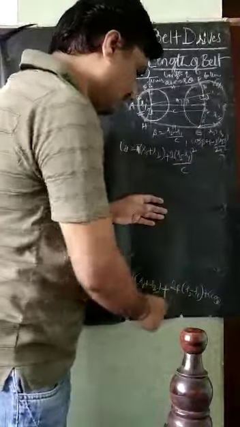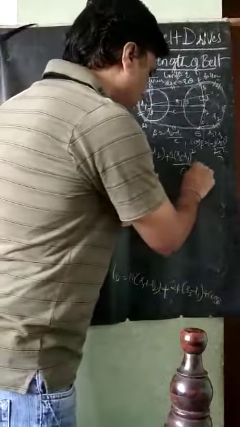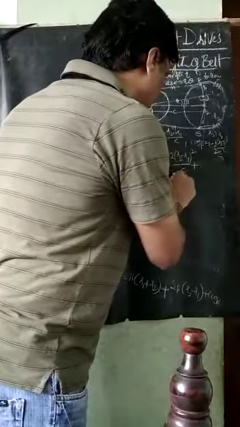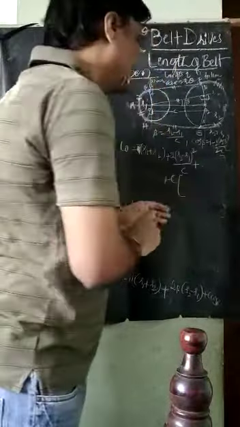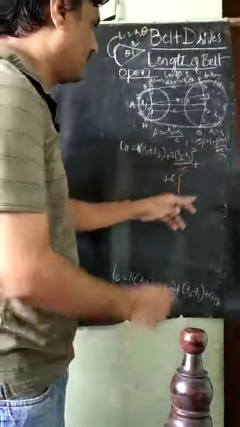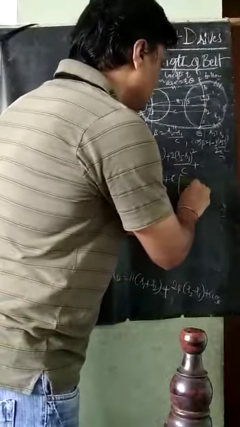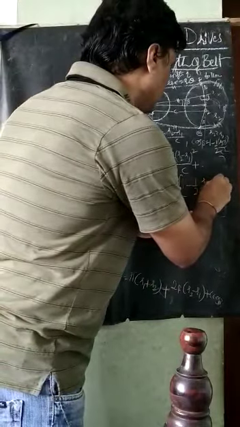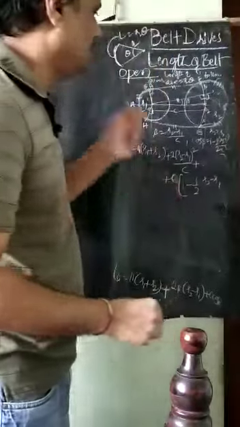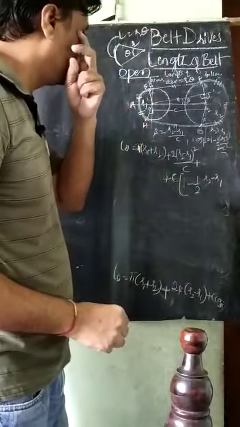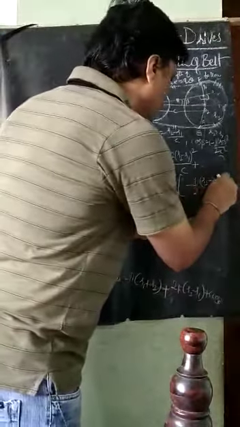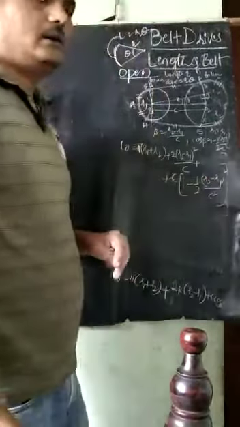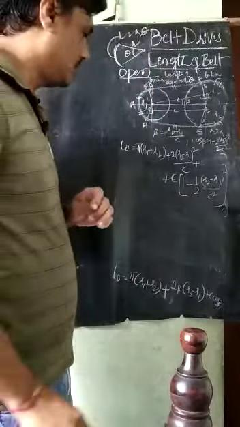Then next, plus C into the bracket, that is cos beta. Cos beta is what? 1 minus half of R2 minus R1 whole squared divided by C squared. This is the value of that cos beta here.